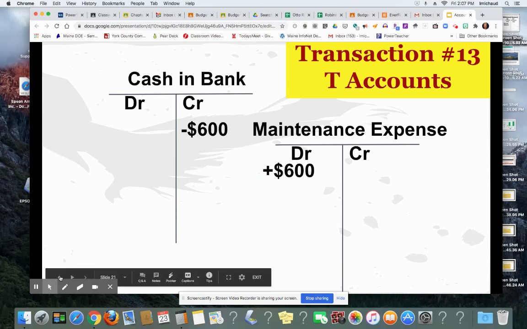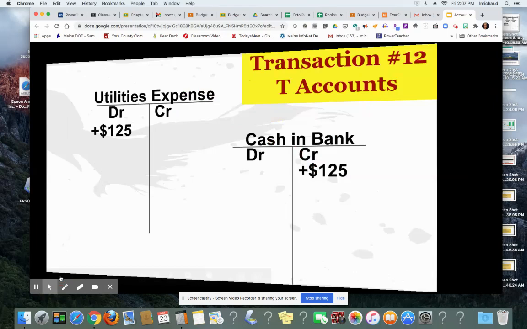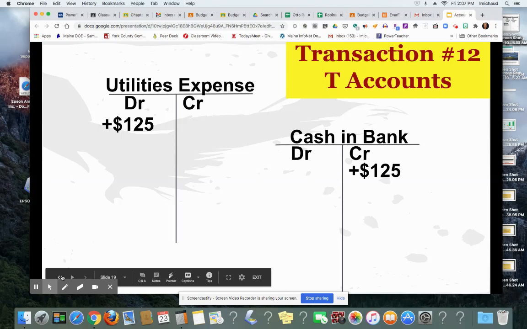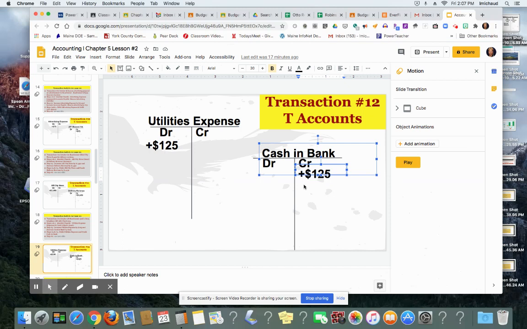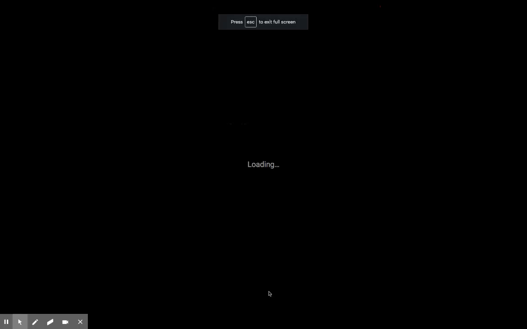I'm going to go back a couple slides. I think there may have been a mistake, so bear with me. Let's take a peek here. So yes, on this one, we have less cash in bank. So on this transaction, this should be a negative. Okay. All right. So we'll load that back up and continue.